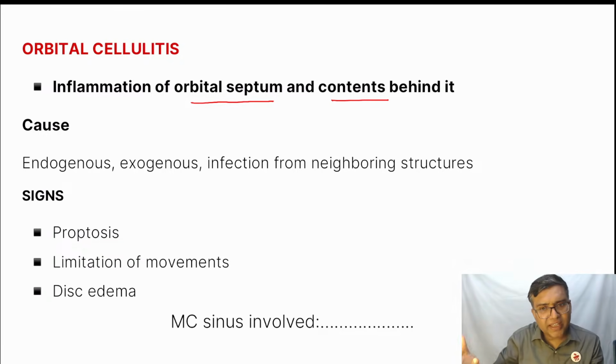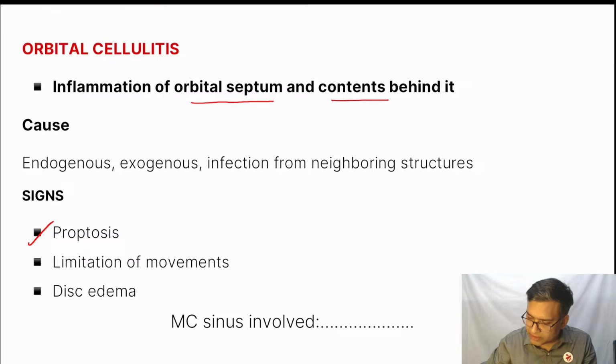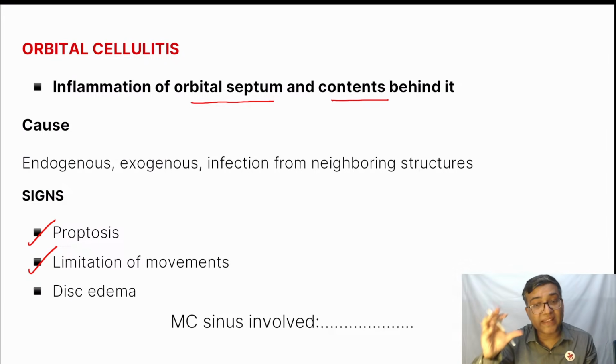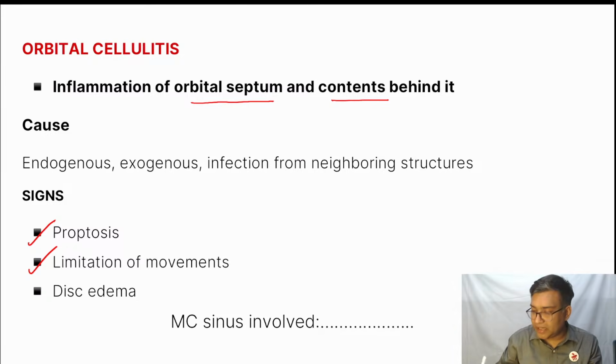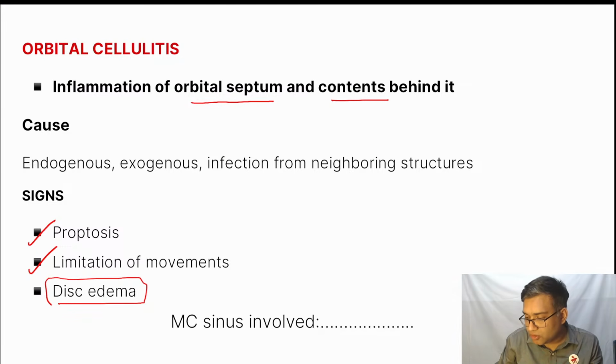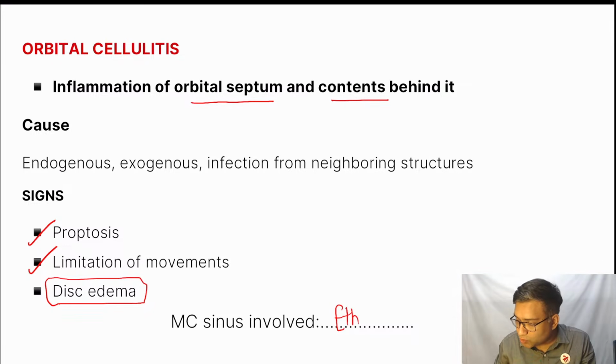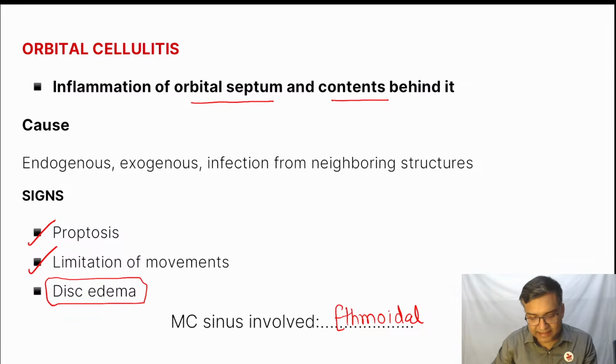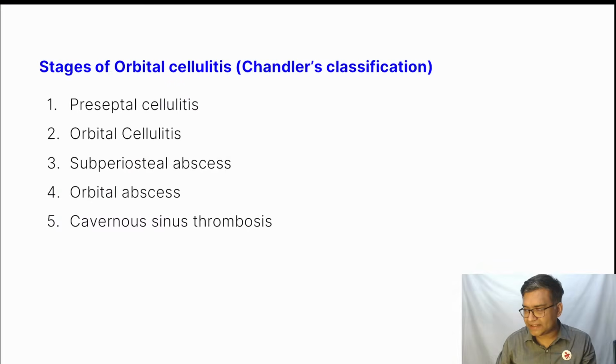So what are the various causes? It can be endogenous or exogenous. As I told you, the patient presents with proptosis, there is a limitation of movement, and in the later stages when there is a lot of compression, there can be disc edema as well. Okay, and the sinus that is most commonly involved, as you are seeing in the picture, is the ethmoidal sinuses. Okay, so these are a few important points you should remember regarding the presentation of orbital cellulitis.